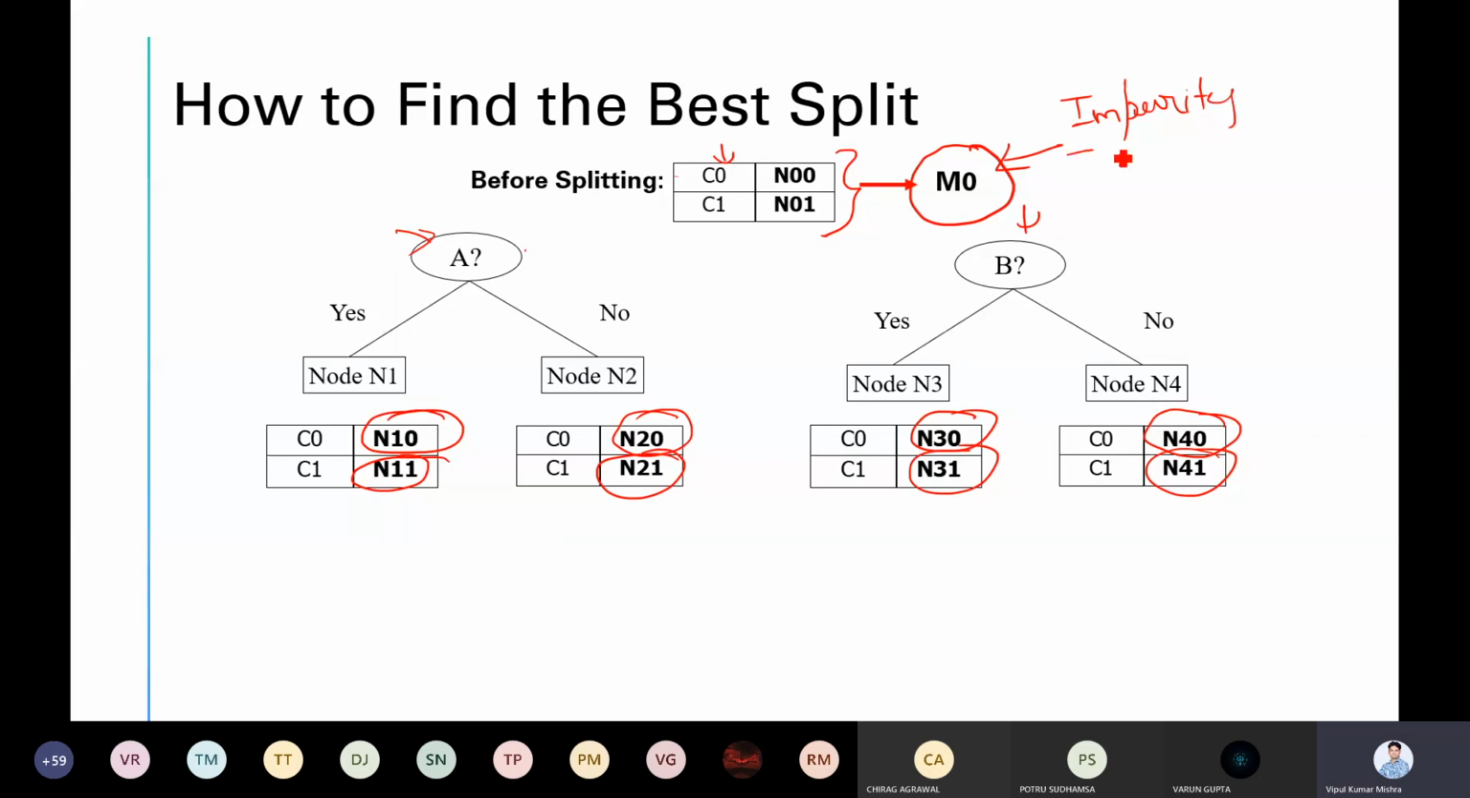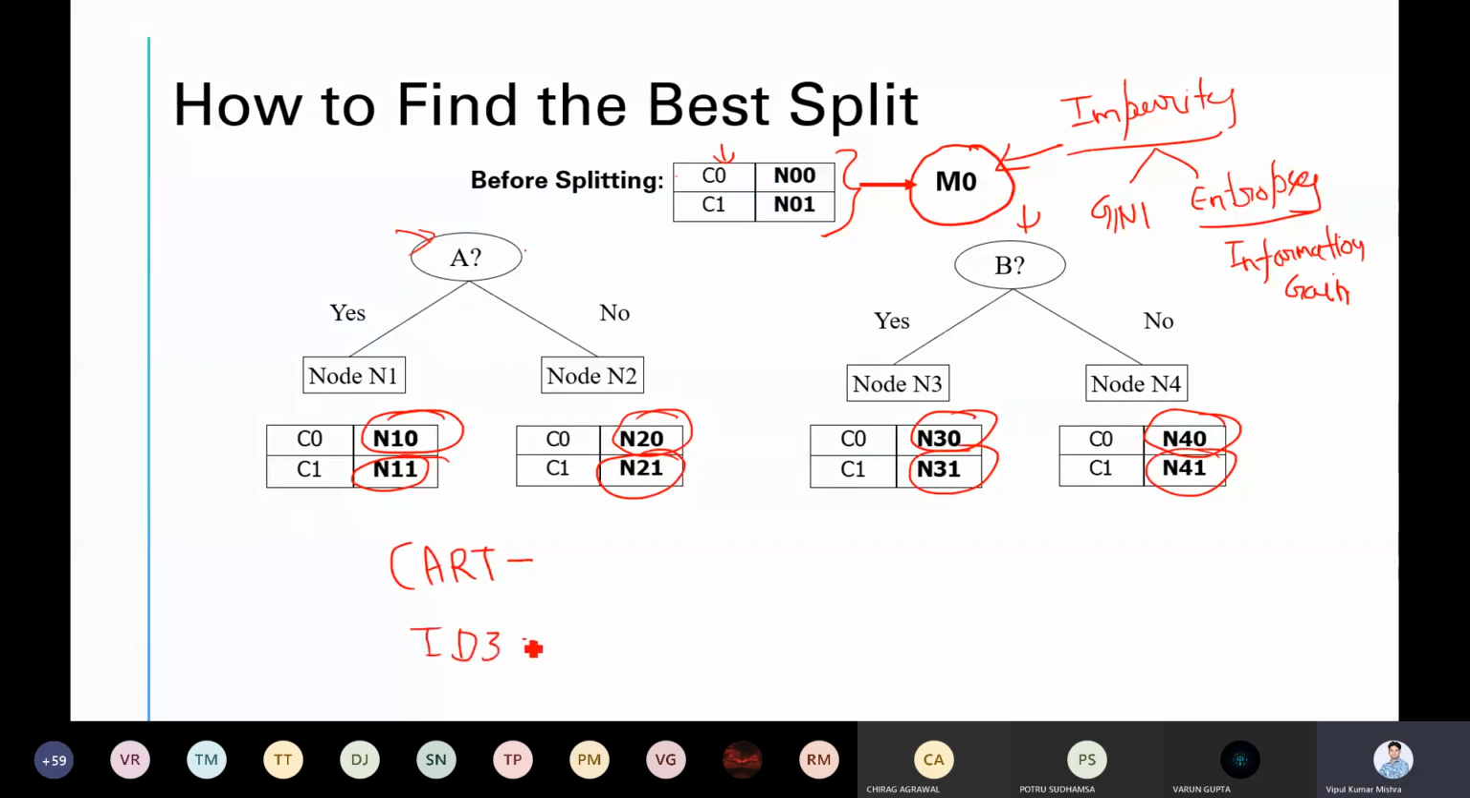So how will we compute impurity? There are two ways to compute impurity. One is based on Gini, and second is based on entropy. And once you combine entropy, that will give the information gain. Right? So here we have two methods. One is CART, C-A-R-T, and another is ID3. Two different algorithms are there to make the decision tree.